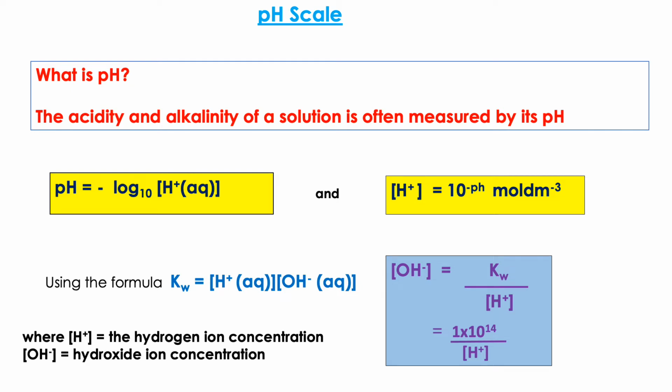To calculate OH- ions, we need to use the formula of ionic product, which is Kw is equal to H+ ions times OH- ions. So OH- ions is equal to Kw divided by H+ ions, which is equal to 1 x 10 to the power minus 14 divided by the concentration of H+ ions. To find the pH of strong acids, we need to use all three formulas, that is the formula of pH, the formula of H+ ions, and the formula of OH- ions.